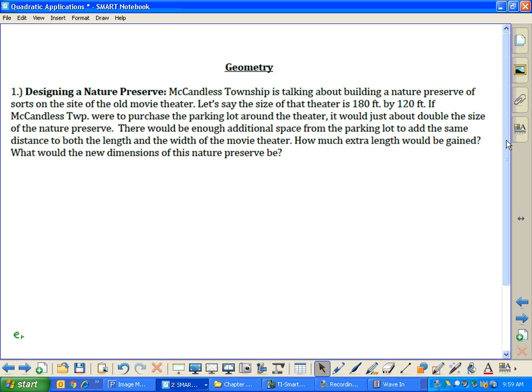What we're asked to figure out then is how much extra length would they actually gain going out and to the side of the movie theater. So to be clear, how much extra length would be gained? And then what would the new dimensions, length by width, of that movie theater and the parking lot, aka the new nature preserve, be? Okay, so in listing out our knowns and our unknowns, does anybody need me to read it again? I kind of ad-libbed a little bit through that too. Okay.